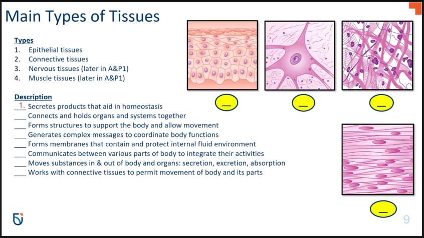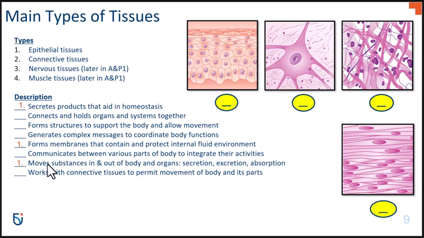Epithelial cells are going to be responsible for secreting many different products that aid in our overall body balance. We know that they form membranes in our body that are going to contain and protect our internal fluid environment. So what does that mean? Well, for example, our blood vessels are lined with epithelial tissue, and that keeps the blood in our blood vessels. Our bladder is lined with epithelial tissue, which keeps the urine that accumulates in the bladder in the bladder. And other examples exist too, of course.